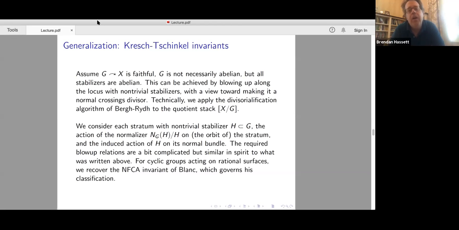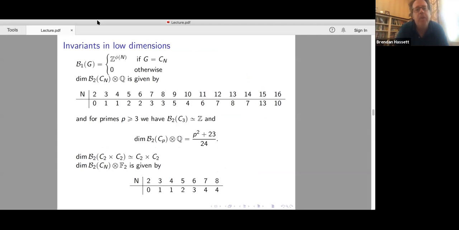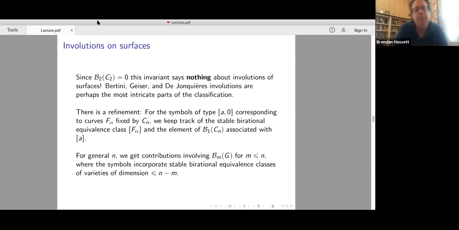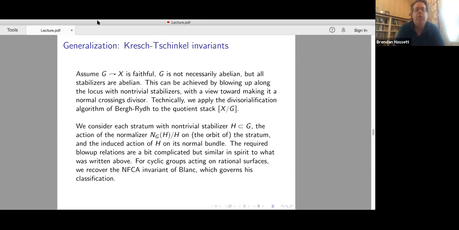All right, so we have that all the stabilizers are abelian groups, which is good because most of the machinery that we introduced, if you go back to the algebra invariants, was really designed with abelian stabilizers in mind. But since we made the stabilizers abelian, most of this just goes over without much change. And so then these Kresch-Tschinkel invariants are a refinement, or a stronger version, of the Kontsevich-Pestun-Tschinkel invariants.